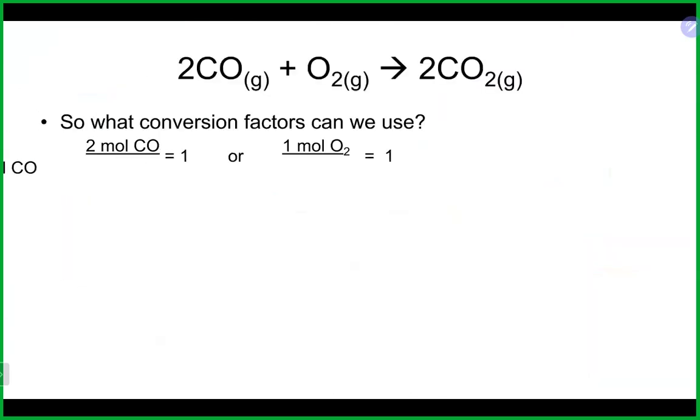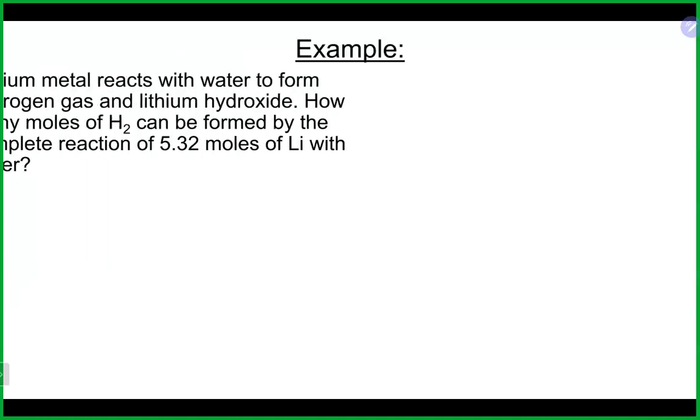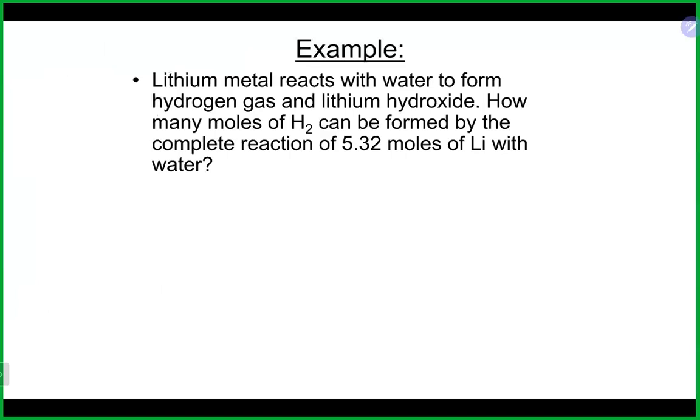All right, so let's take a look at some here. This is pretty much what we just talked about, so I'm just going to scroll through it here. Why don't you try this one here? Lithium metal reacts with water to form hydrogen gas and lithium hydroxide. We want to know how many moles of hydrogen can be formed by the complete reaction of 5.32 moles of lithium with water. So lithium metal is Li. Water is H2O. Hydrogen gas is H2. Remember, hydrogen is a diatomic molecule. And lithium hydroxide, LiOH.